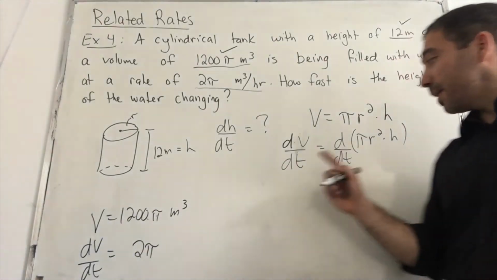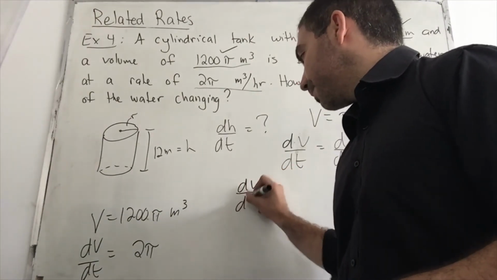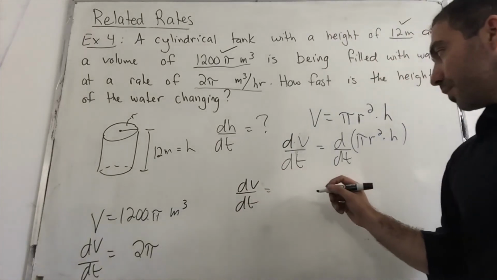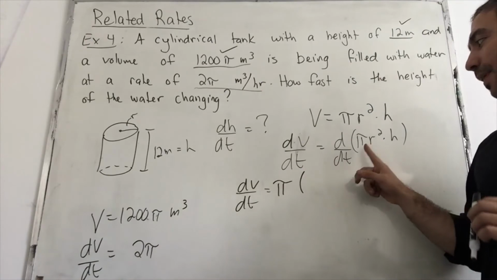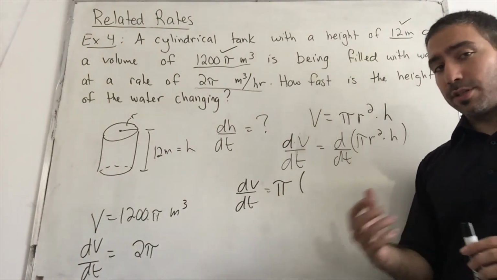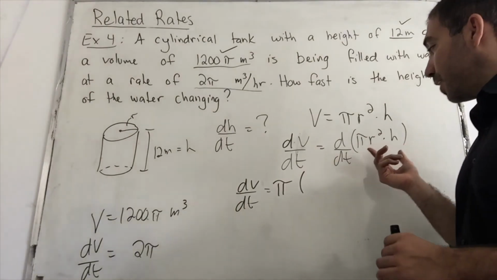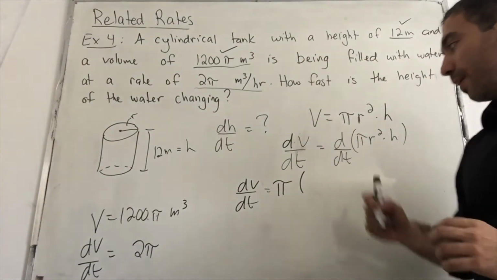Okay. So pi is a constant, so we could just pull it out. We have dV/dt equals pi, and if I take out the pi, we're left with r squared times h. What you have to catch here, and this is super important, is the fact that r squared times h is a product. We're multiplying two terms. So we have to use product rule.